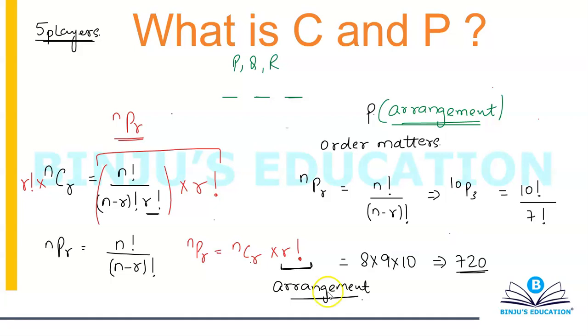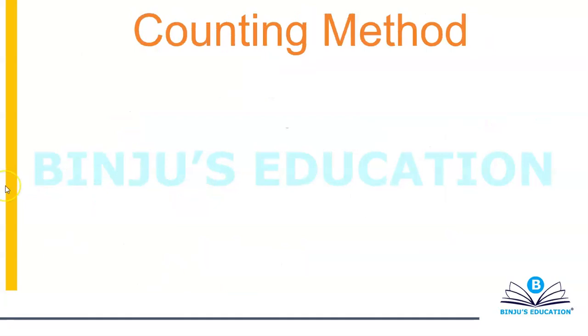Now sometimes what happens, even after knowing the basic definition, we are still unable to figure out whether the question is based on permutation or combination, because they will not mention that in the question. So for that we understand one more way, another method, that is known as the counting method.